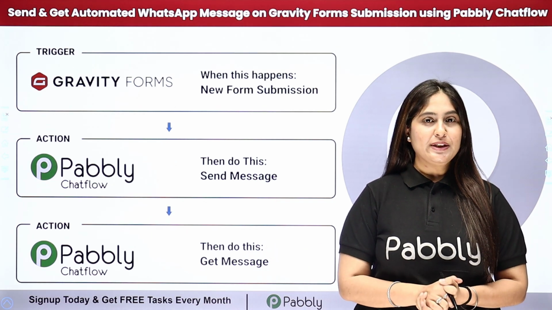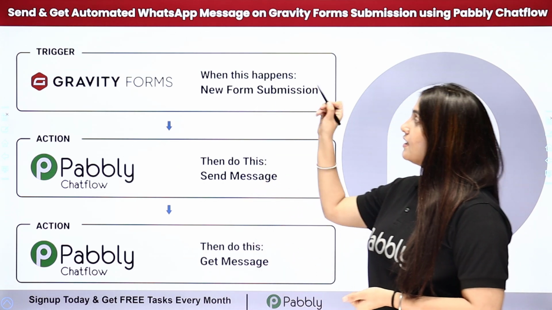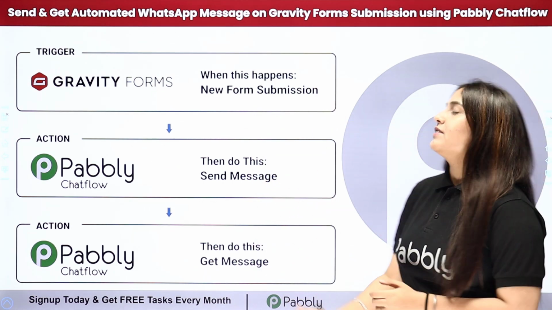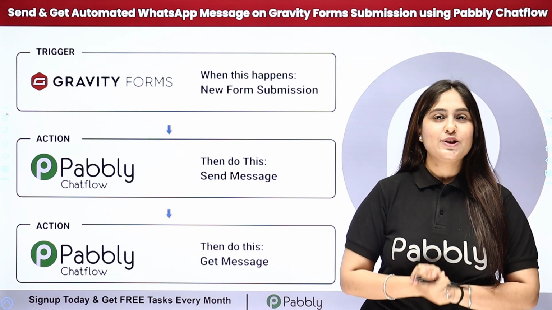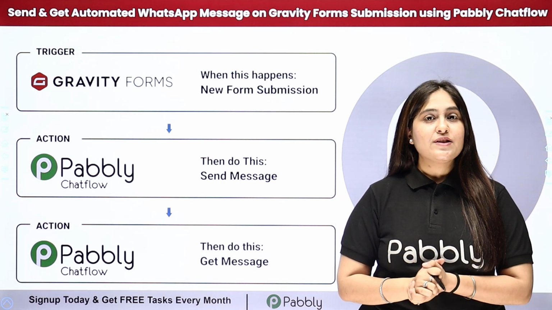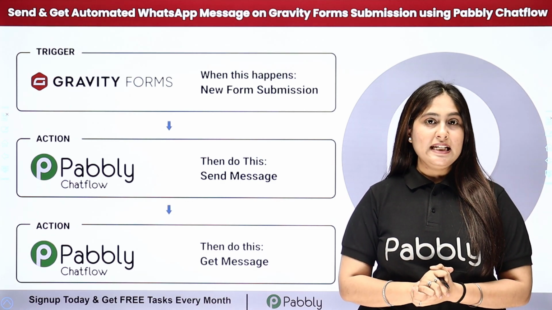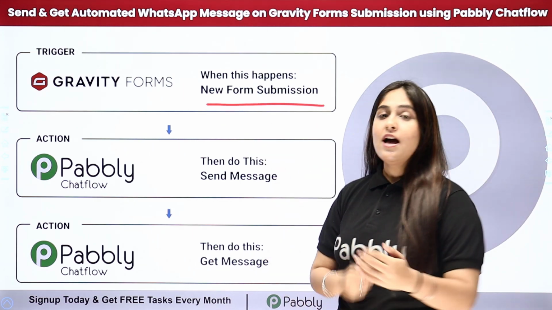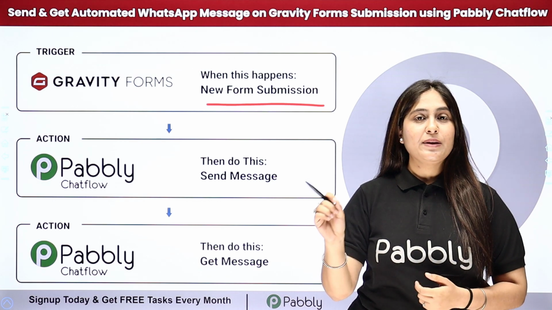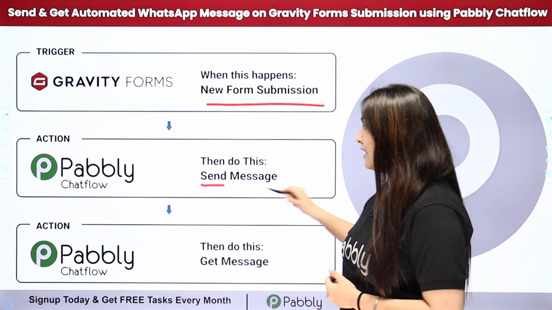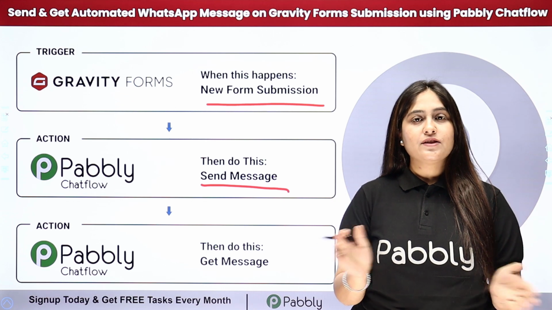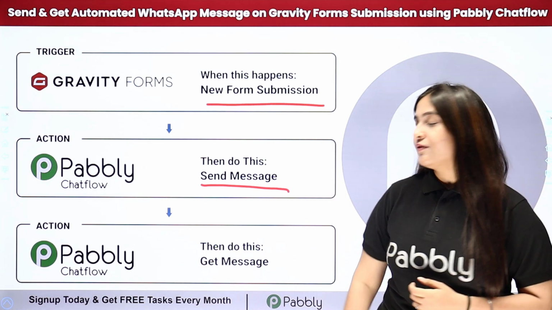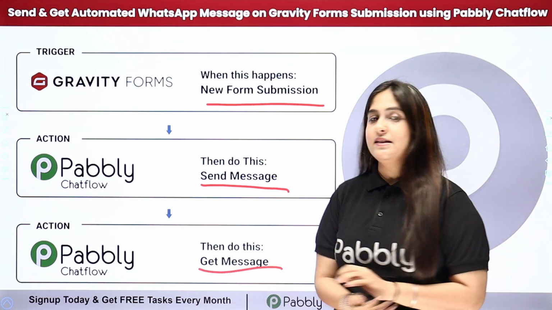In this video we are going to understand how to send and get automated WhatsApp message on Gravity Form submission using Pabbly Chatflow. So here I am using Gravity Forms to receive new inquiries from my leads, and here my objective is that whenever I receive a new form submission, then automatically and instantly an automated WhatsApp message should be sent to my lead using Pabbly Chatflow, and after that automatically my team should get notified about the new lead on WhatsApp message as well.